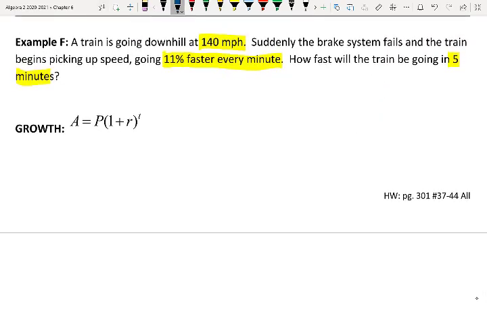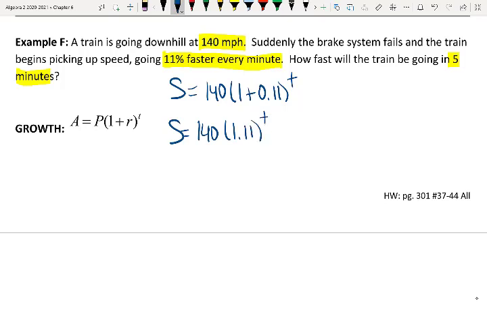So for our generic equation here, I'm going to switch it up for my A. S for what our speed is for the train is going to be 140 times 1 plus 0.11 to the T power. Because again, 11% as a decimal would be 0.11. We should move that decimal place 2 spots to the left. So our equation for the speed of my train is 140 times 1.11 to the T power. And that's my generic equation. I know they didn't ask for it explicitly, but I want to do that anyway.